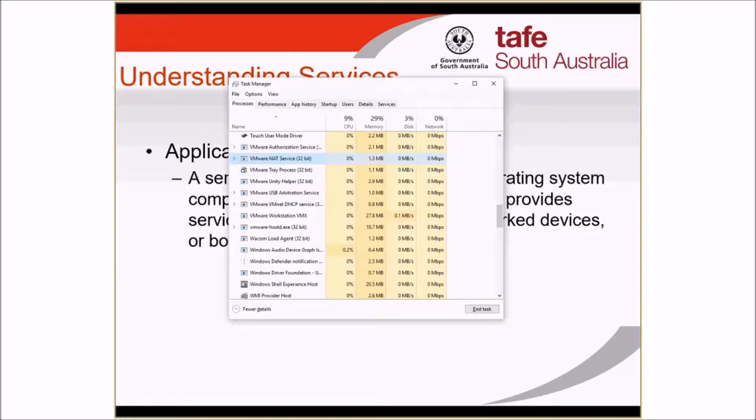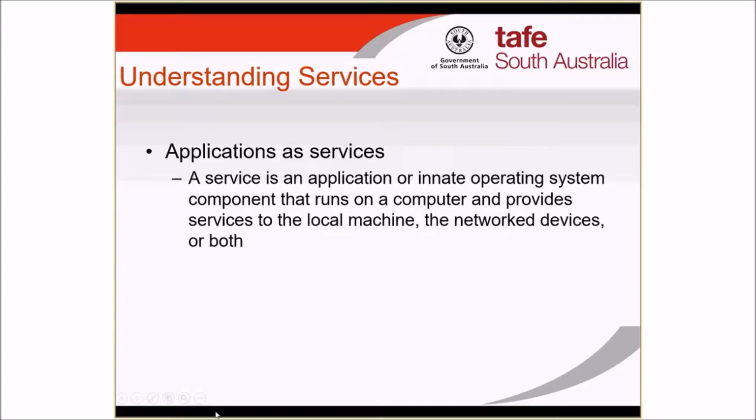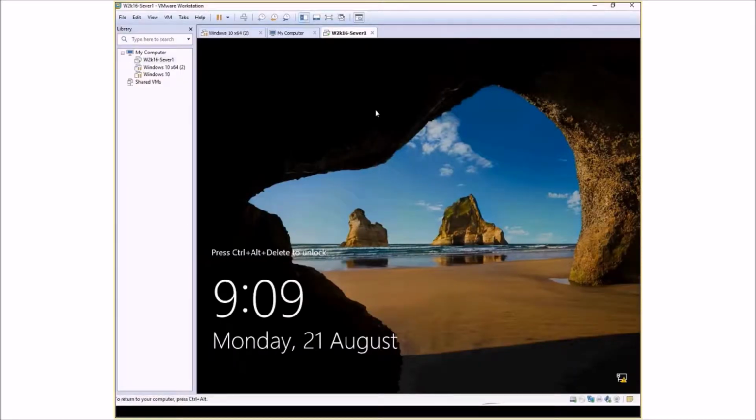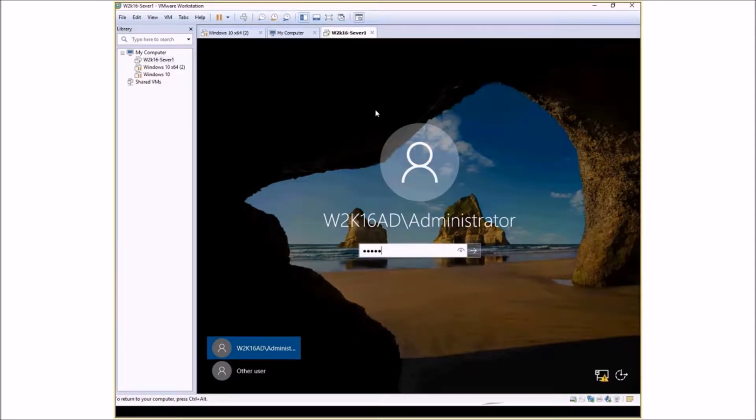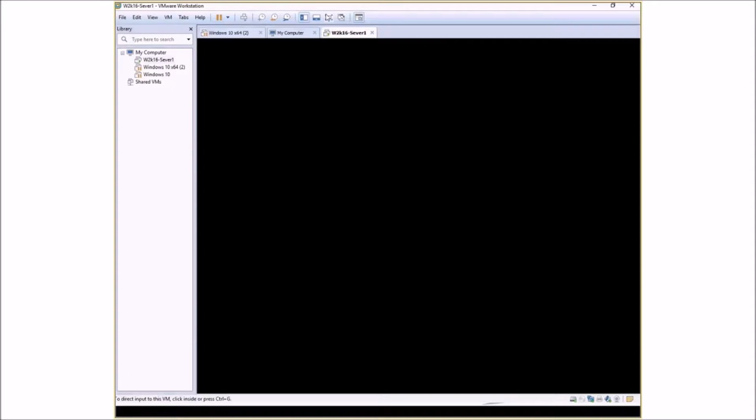If I switch to my server virtual machine that I always use as an example, let's have a look at some of the services that might be running here. And obviously there's plenty of services, some of which we've configured, some of which are already there by default.